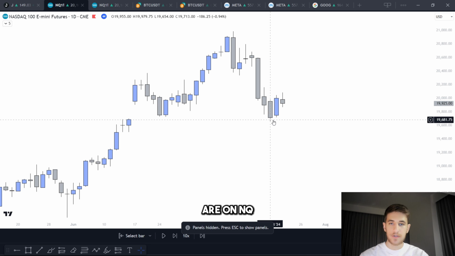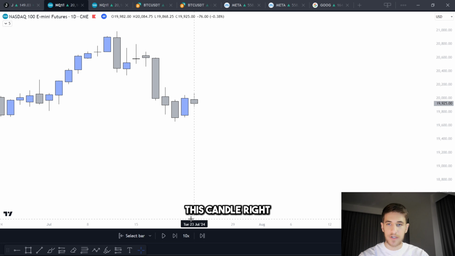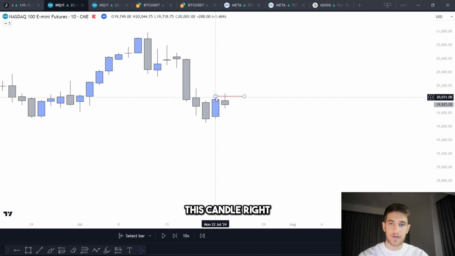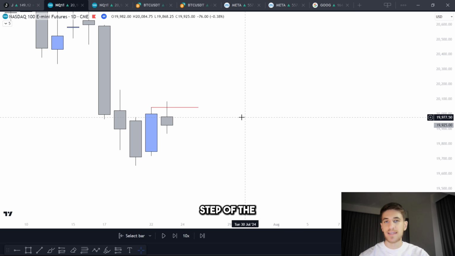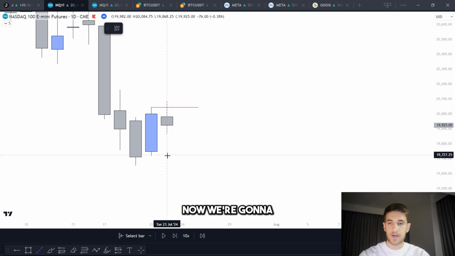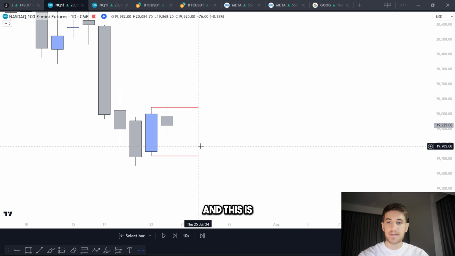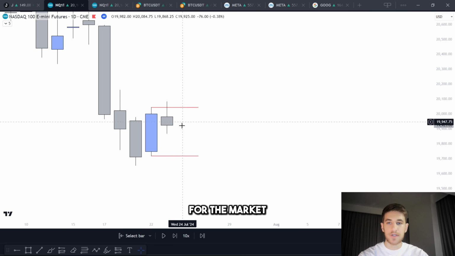So here we are on NQ, and what do we see on this candle right here? Price takes out the high of this candle right here, and notice how we don't close the candle above that high. So the first step of the candle range theory is done. Now we're going to mark out the low of the candle as well, and this is where our target is going to be for the market to move down to.